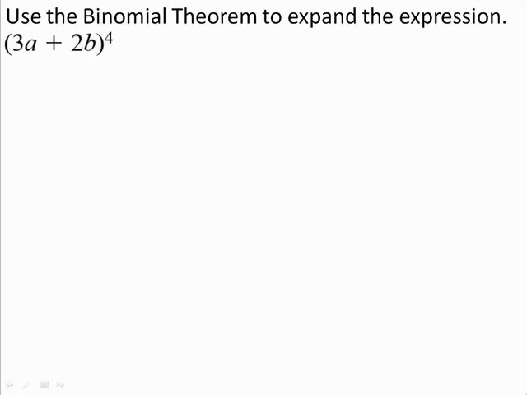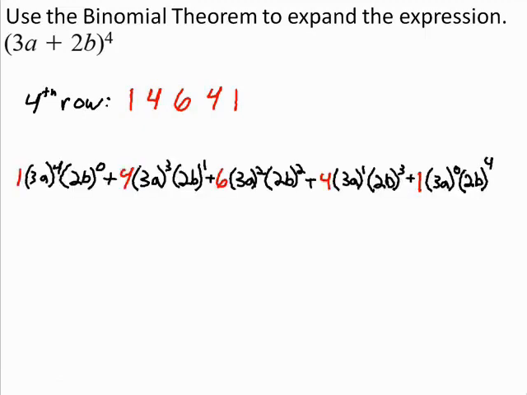Use the binomial theorem to expand the expression (3a + 2b) to the 4th power. Start by finding the 4th row in Pascal's triangle. The 4th row is 1, 4, 6, 4, 1. The expansion is as follows.